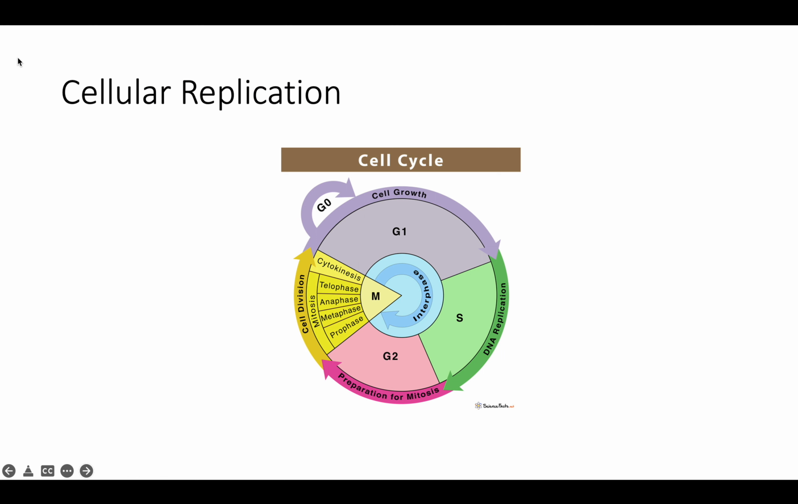So what is cellular replication? Cellular replication is better known to us as a cell cycle. In other words, it's a series of events that take place in a cell as it grows and divides. You can also think of it as the life cycle of a cell. For most cells, this takes around 24 hours to complete, to go from birth to fully developing.